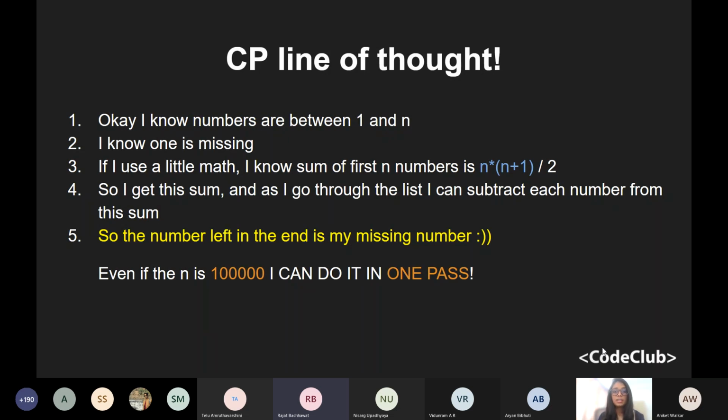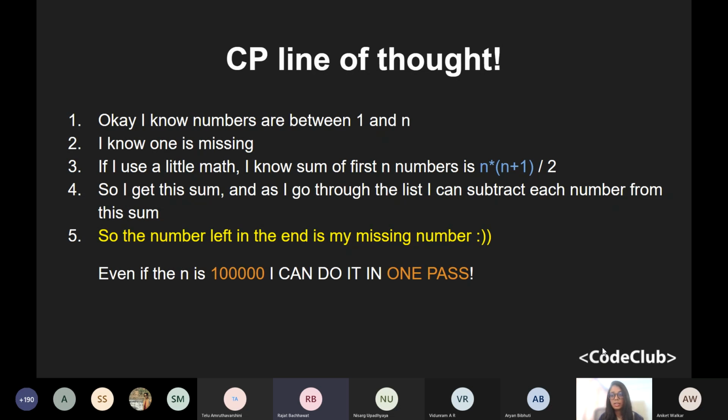In the earlier case, for every number between 1 and 10 to the power 6, you would have to go to the list once, which means you would have had to go through the entire list 10 to the power 6 times. But over here, you have to go through the list only one time.